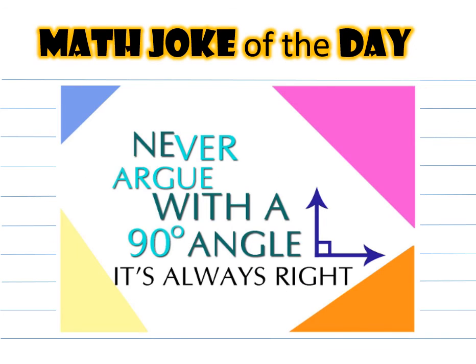And our math joke of the day, never argue with a 90-degree angle, because it's always right. Get it? It's a right angle and it's 90 degrees. Oh, I know, bad joke. But hopefully you learned something from today's video, and that kind of offsets the fact that that was such a terrible joke.